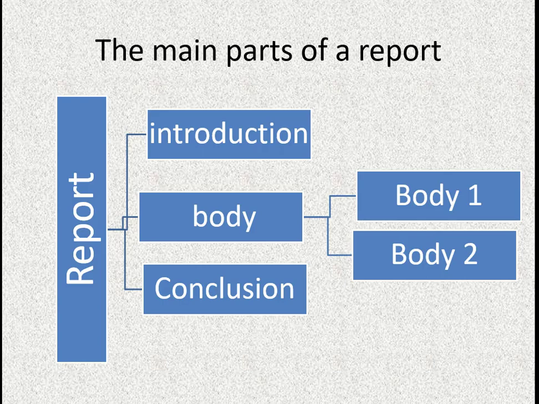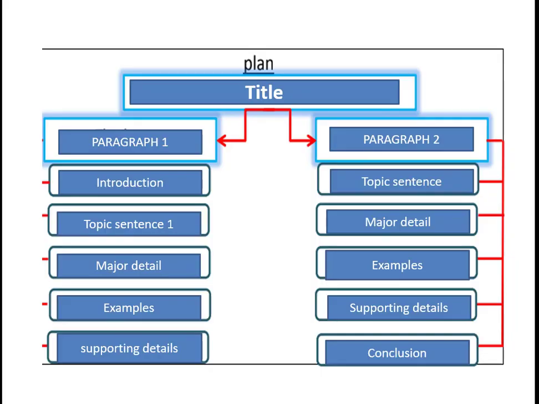Okay, let's move to the main parts of a report. To write a report or an essay, there are main parts: introduction, body, and conclusion. Body can be 2 paragraphs, 3 paragraphs, it depends on the number which is given to us. Okay, this is a simple plan that we can use to outline our report. If we are asked to write 2 paragraphs, we can use this diagram.